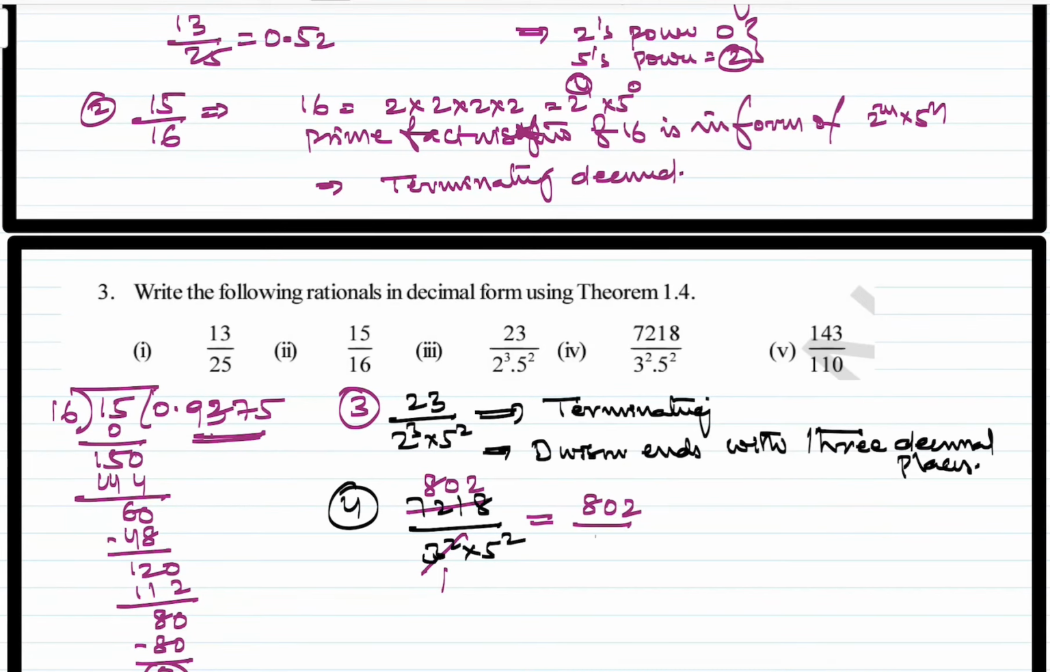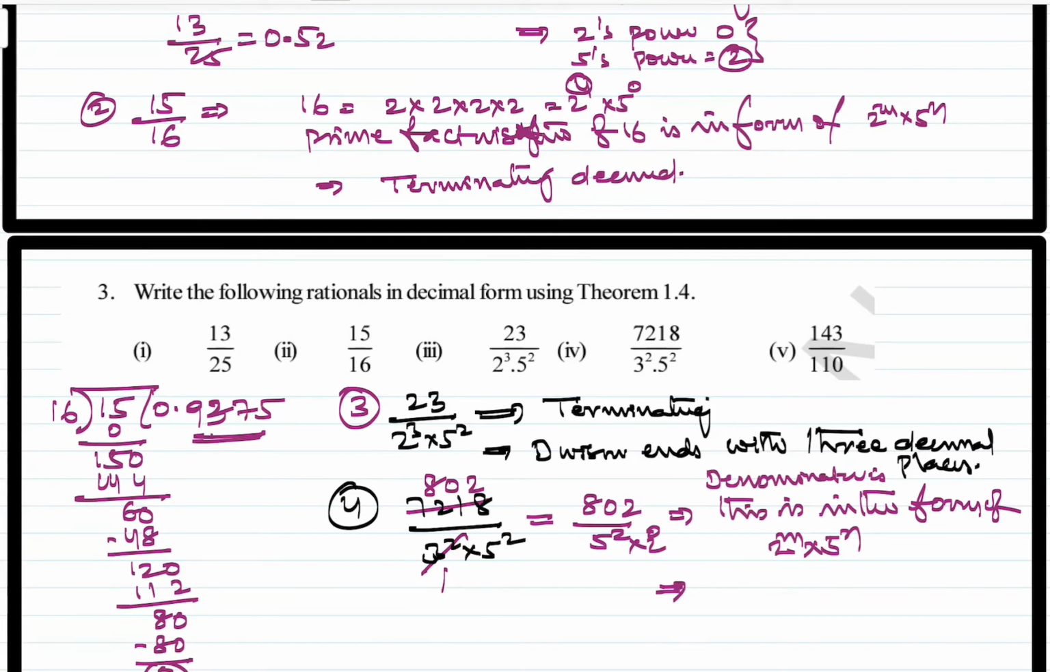Therefore we can write 802 upon 2 to the power of 0, 5 to the power of 2. Now you can check, the denominator is in the form of 2 to the power of m, 5 to the power of n. Whenever it is in the 2 to the power of m, 5 to the power of n form, it gives a terminating decimal. Terminating decimal.